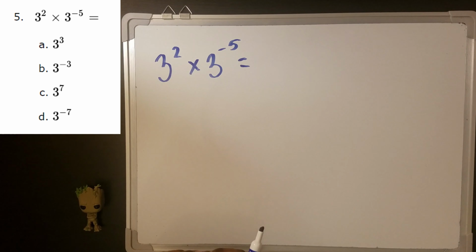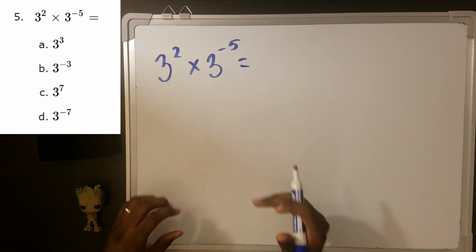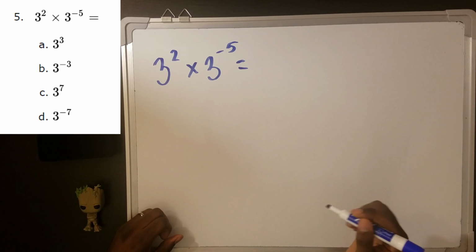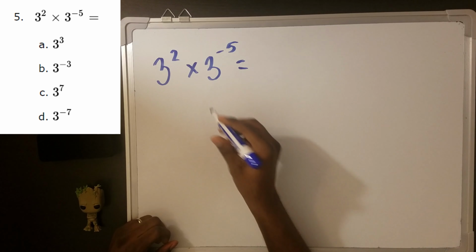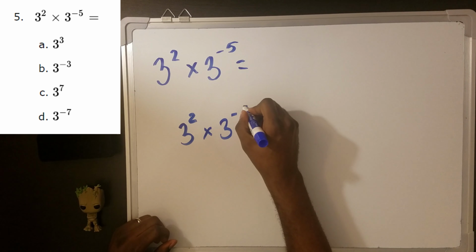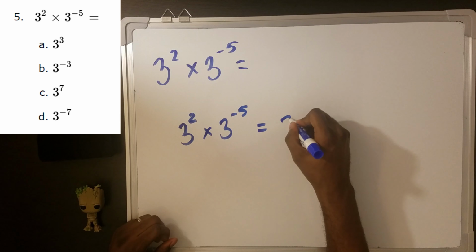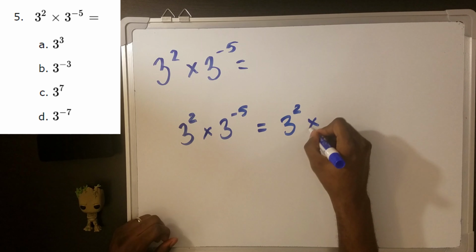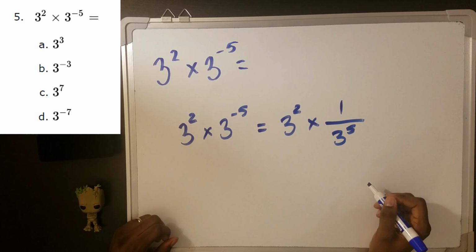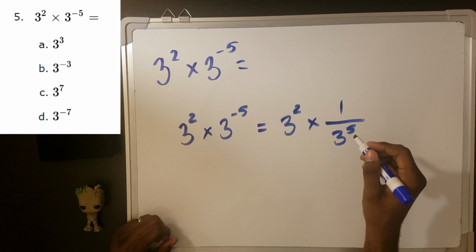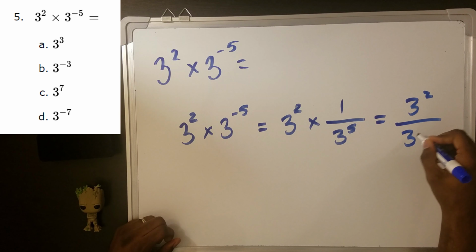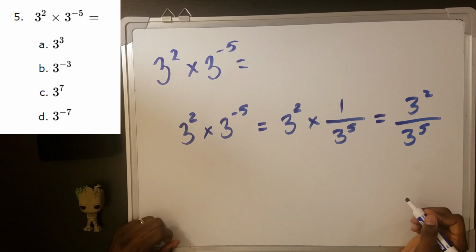But we're going to solve it 2 ways. One way using the negative exponent as we saw it, and another way just to kind of check our math to know that what we did was correct. So 3 squared times 3 to the negative 5th can be written like 3 squared times 1 over 3 to the 5th, right? And this can be written like 3 squared over 3 to the 5th, right?